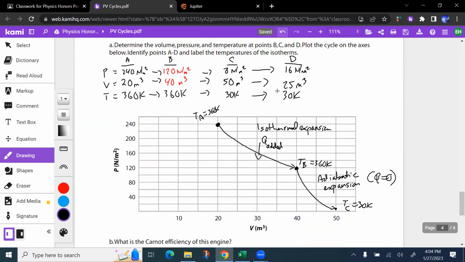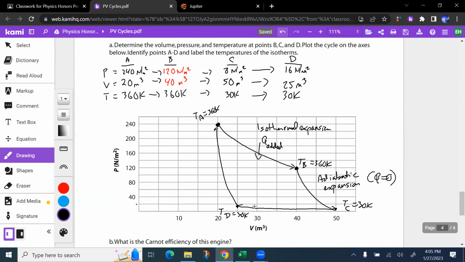So plotting that last point, we are cutting the volume down to 25 and the pressure is up to 16. So we can see that this point here would be about 20, and this is 10, so 16 would be about 3/4 up on the box. So we can plot this point maybe about right there. Okay, and that would be D. The temperature at D is still 30 Kelvin because it's isothermal. And we have a nice flat curve all the way up to D. And then the process to make it a cycle would bring it back up to A again.